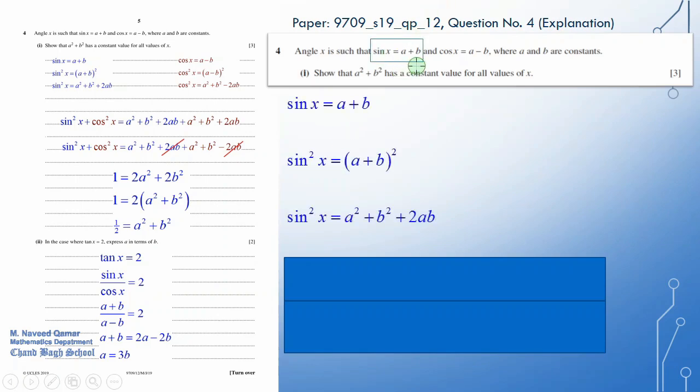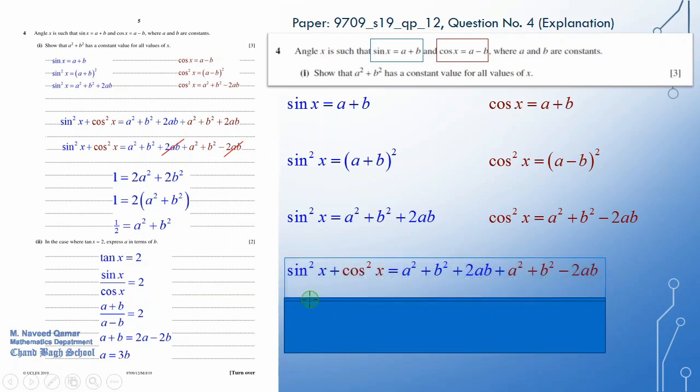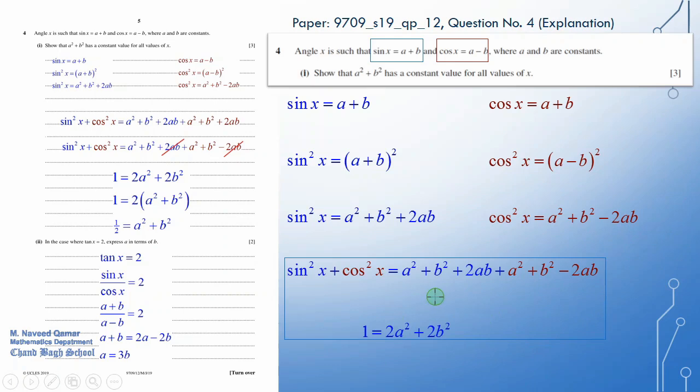As sin x is equal to a plus b, now taking square on both sides and simplifying, we get sin squared x is equal to a squared plus b squared plus 2ab. Also cos x is equal to a minus b. From this equation we have cos squared x is equal to a squared plus b squared minus 2ab. Now adding these two equations, as we know that sin squared x plus cos squared x is equal to 1, the left hand side can be written as 1. Hence we have 1 is equal to 2a squared plus 2b squared. From this we can see that a squared plus b squared is equal to 1 over 2, a constant, hence the result.